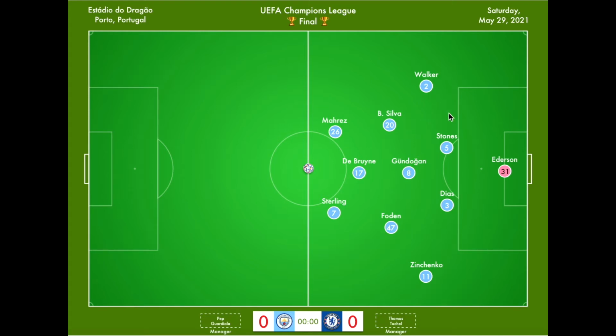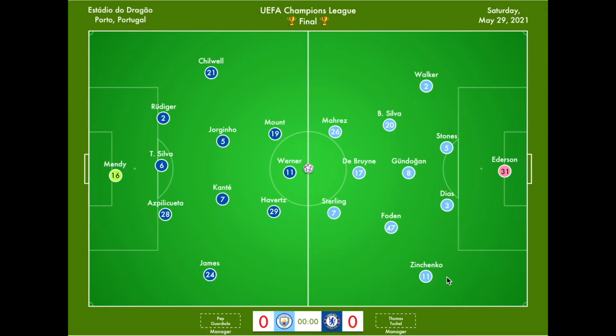And then in defense, you have Stones and Diaz forming their brilliant partnership alongside Ederson in goal. And that trio has been a clean sheet keeping machine in the Premier League. So the idea is that they would hold true to form today and provide a clean sheet for City, with Kyle Walker at right back and Alexander Zinchenko at left back.